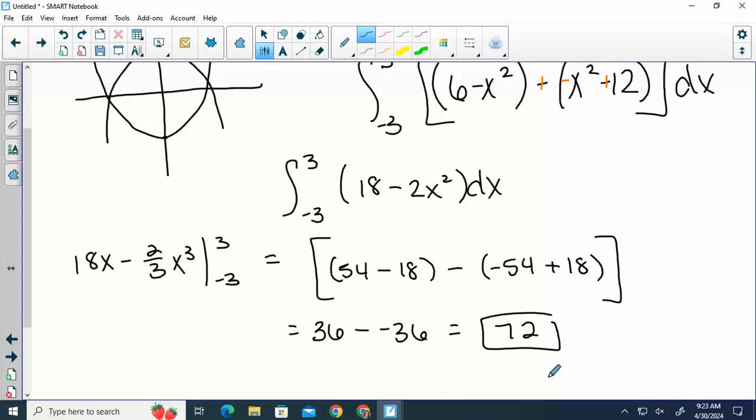So, expect some problems pretty similar to these on your test. Any questions there?